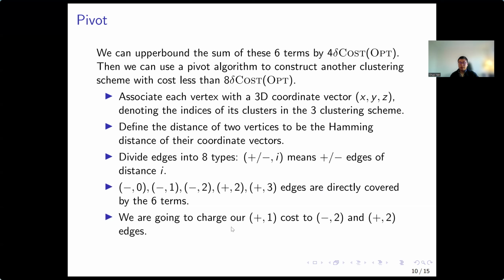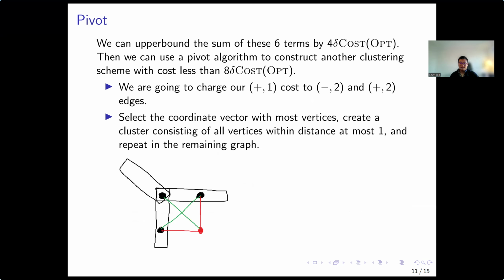Then we are going to charge our +1 cost to -2 and +2 edges, just edges of distance 2. Okay, so this is our algorithm. It is also simple. We just select a coordinate vector with the most vertices, and then we create a new cluster consisting of all vertices within distance 1. So we can look at this picture. We select this coordinate vector as the pivot center, and we just take the 3 axes. And we repeat this.